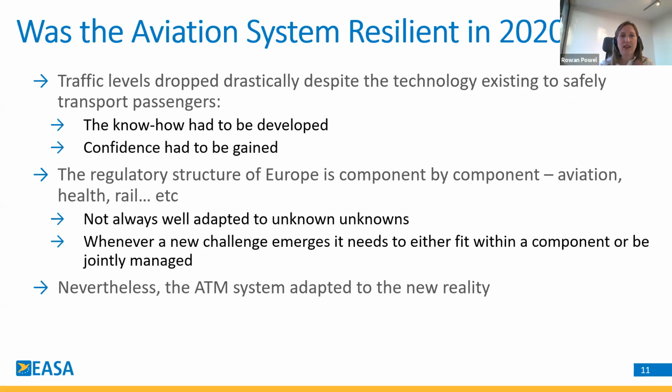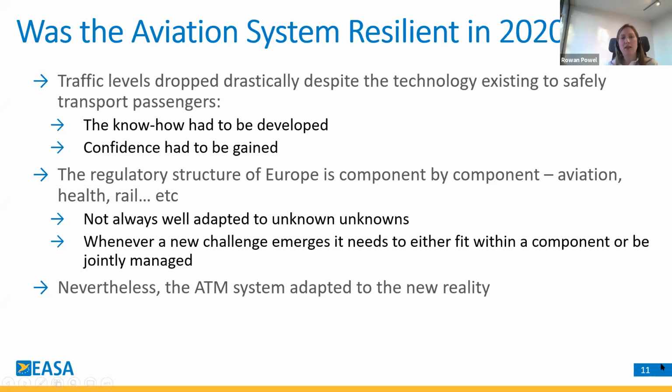Was the aviation system resilient? We saw traffic levels drop drastically despite the fact that the technology existed to safely transport passengers. The know-how had to be developed, understanding of the virus had to be developed and how it spread. And then once we had a protocol in place, confidence really has yet to be gained. And that has not been an easy thing to overcome, it has to be said.